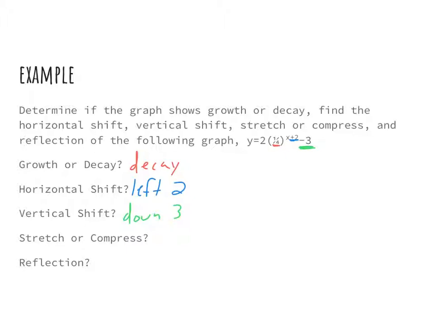Okay, any stretch or compress, again, you look at, are we multiplying x by anything? No, so there's no horizontal stretch or compress. There is a 2 out in front. Okay, a 2 is greater than 1, so that means this is going to be a vertical stretch by a factor of 2. So we would say a vertical stretch of 2. For the reflection, again, is the x negative? Is the base negative? Neither one are negative, so we will have no reflection.